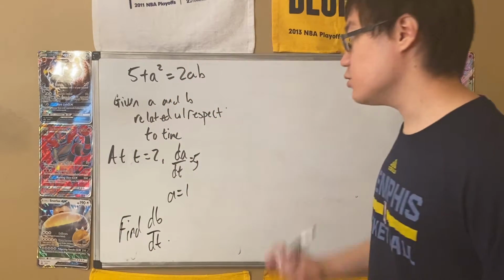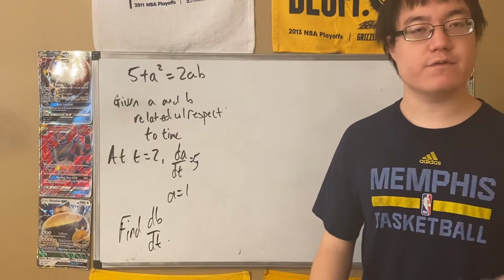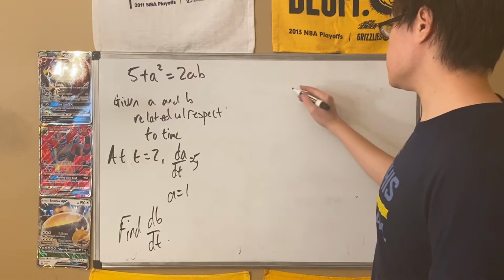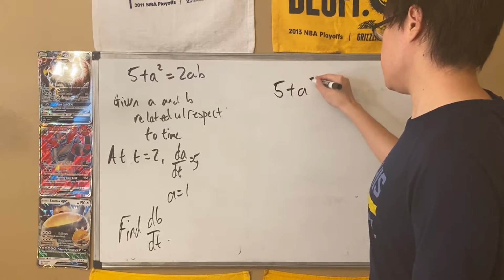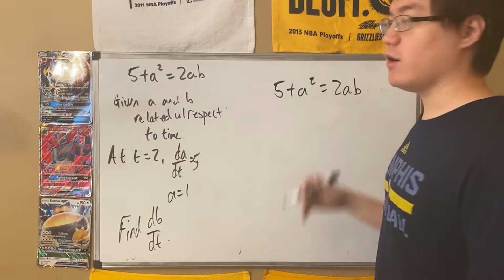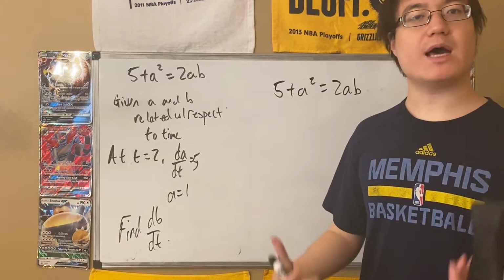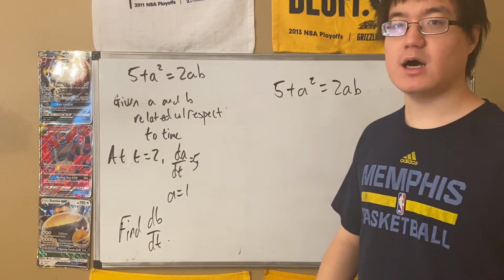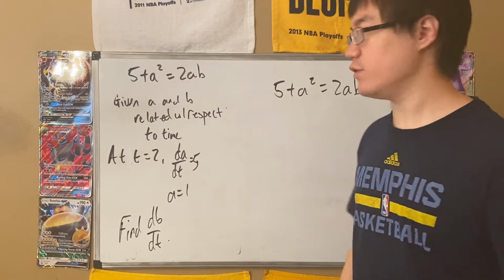So let's do that. Let's just go through the steps, and hopefully as you go through the steps, you'll sort of have an idea of what's going on. We're going to write our equation, 5 plus a squared equals 2ab. In all of the next questions, we're not going to have this equation to start off with, so this is a nice way to savor this. We didn't have to do anything for this first step.